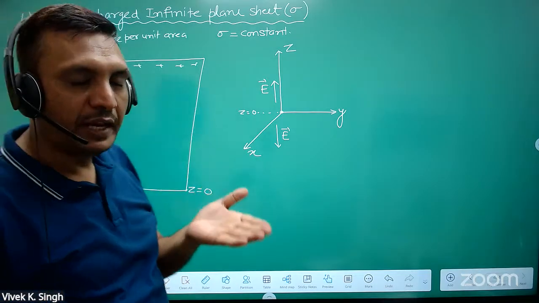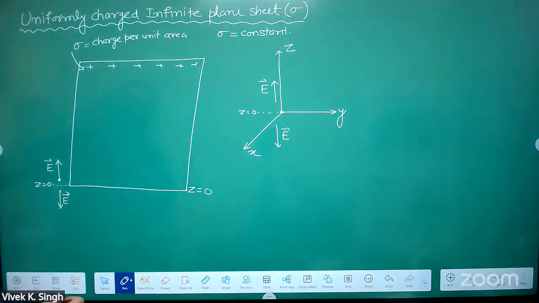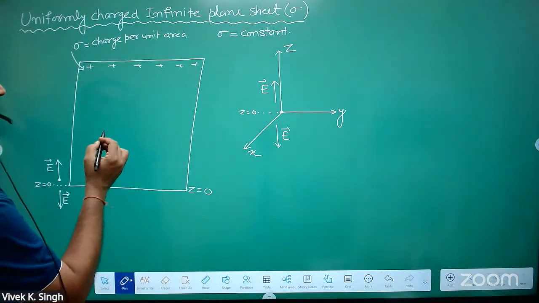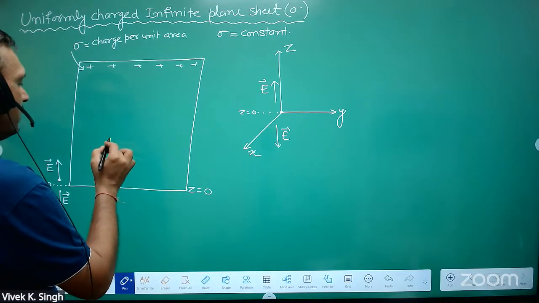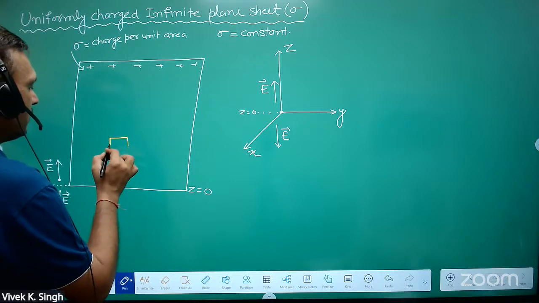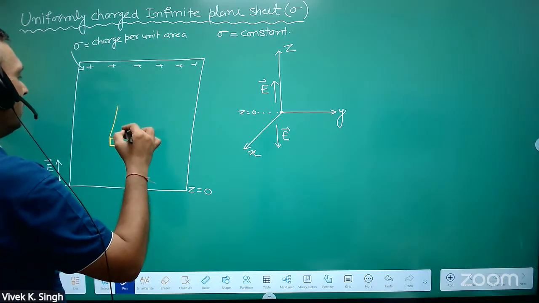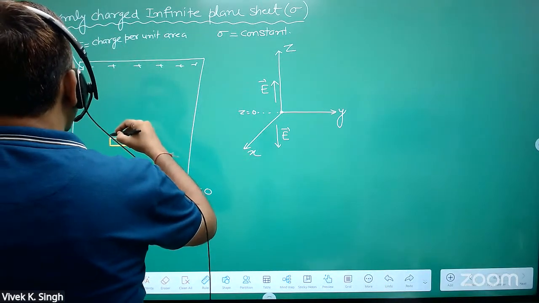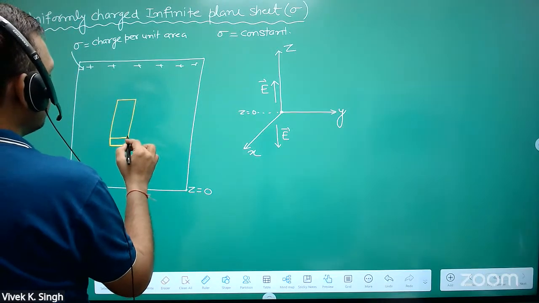So it's an infinite sheet. Field will be perpendicular to the sheet. Now we will consider a Gaussian surface that is a thin box. In this symmetry, consider a Gaussian surface that is a thin box. It's a thin box, and this box extends equally above and below the sheet.